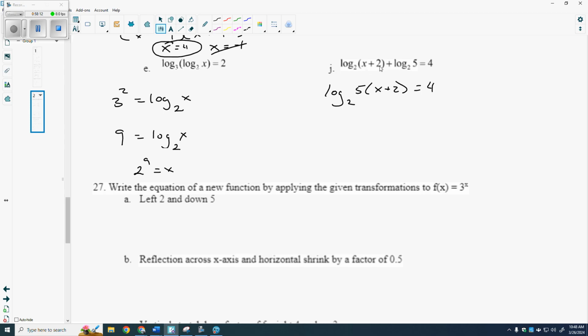Condense these logarithms. Switch forms. I have a single logarithm, so I'm going to switch forms. 2 to the 4th equals the mess, 5x plus 10 right here. 2 to the 4th: 2, 4, 8, 16. Subtract 10. Divide by 5.